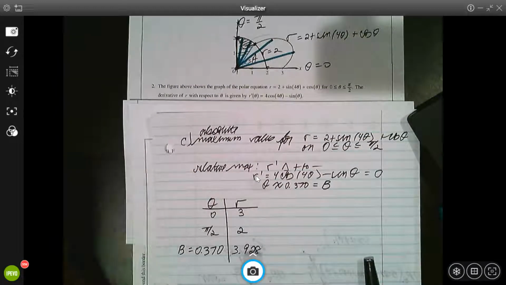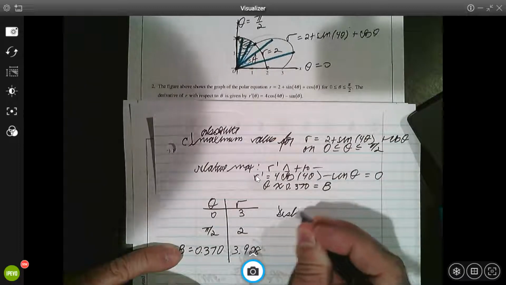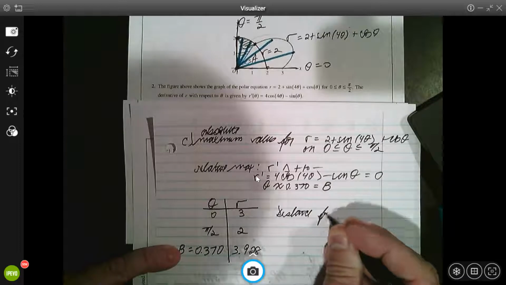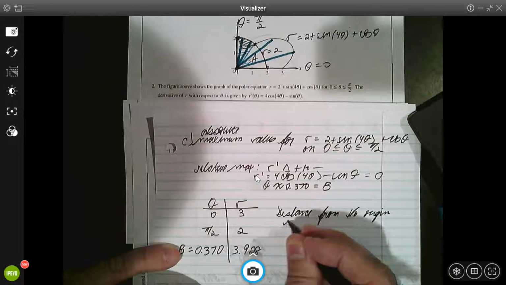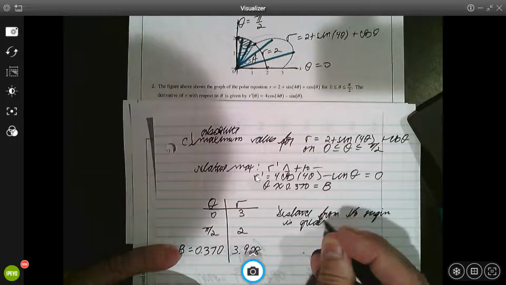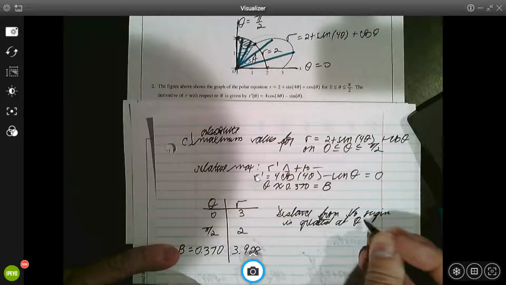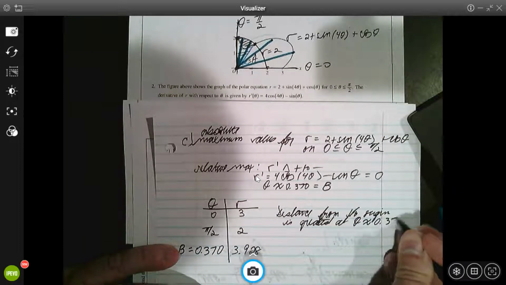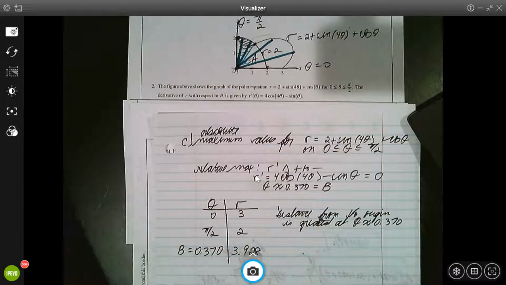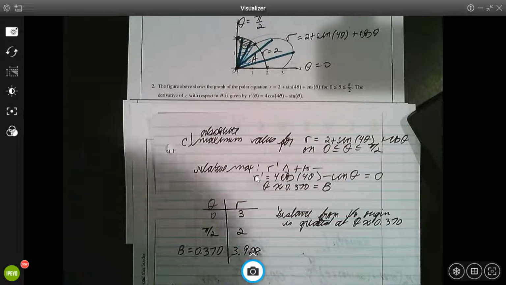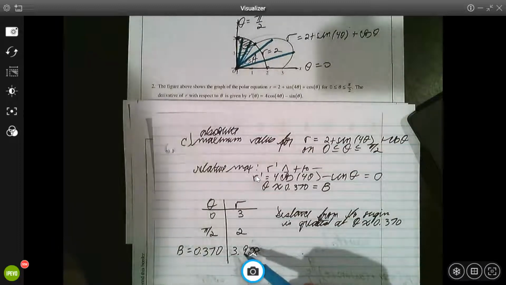Let's go back to the paper. The question says, find the value of theta that corresponds to the point on the curve with the greatest distance. So I'd say distance from the origin is greatest at theta approximately 0.370, and that's it. If they asked what that greatest distance is, it's 3.928.